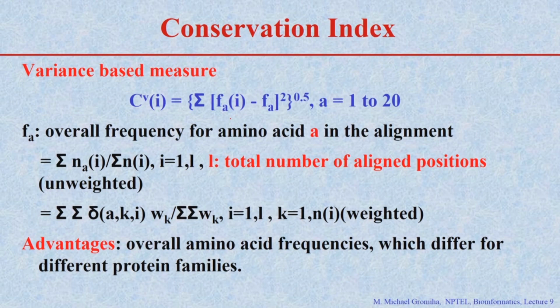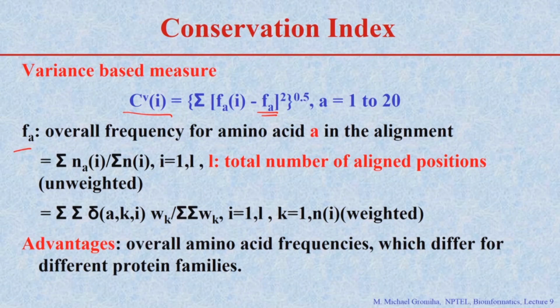Right. Now, the equation: Fe of I is the frequency of amino acid A in the alignment, and they take the overall frequency, that is Fa, the overall frequency of this amino acid A in the alignment. Then compare this with any particular position and use this equation: Fe of I minus Fa, take the square, finally sum over all the pairs and then take the square root, and we get this conservation score. Here the frequency can be either the weighted ones or the unweighted ones.